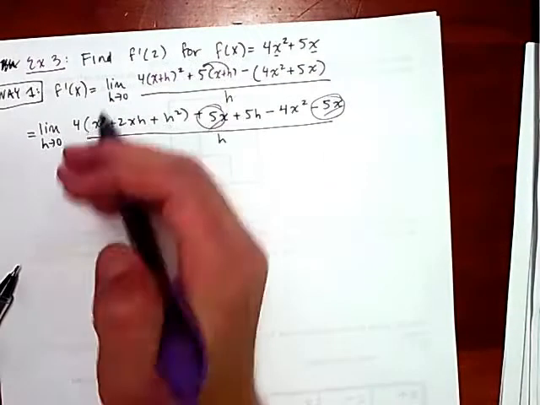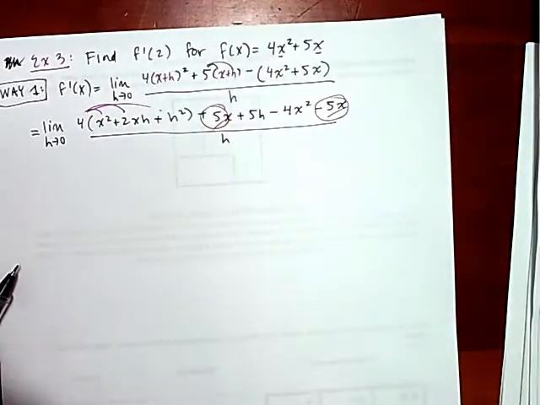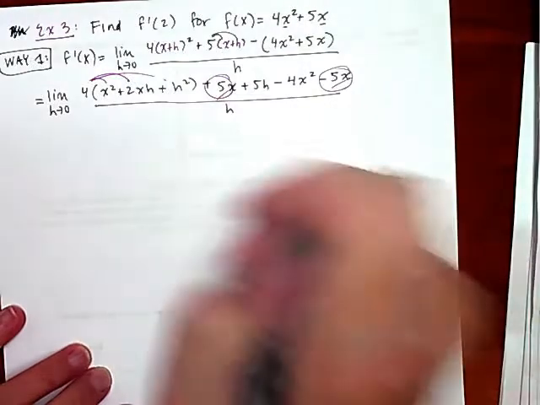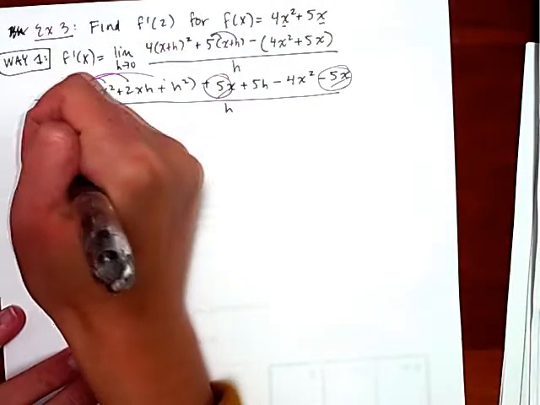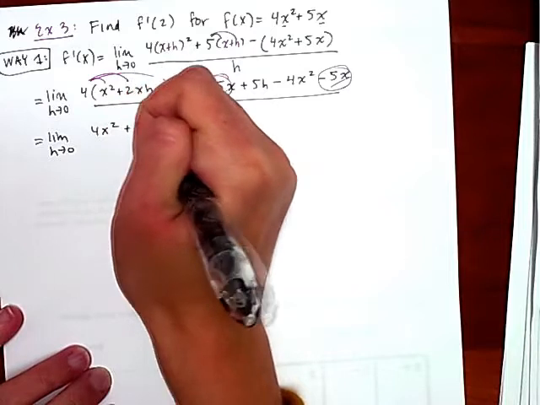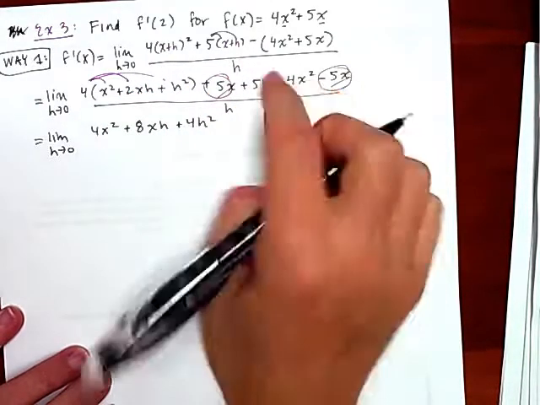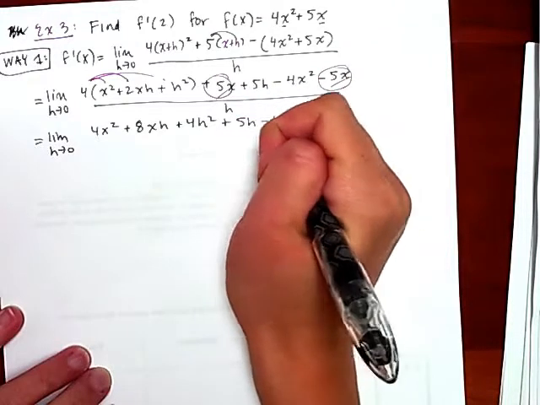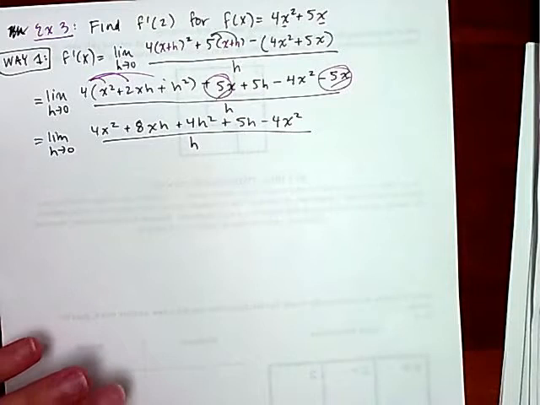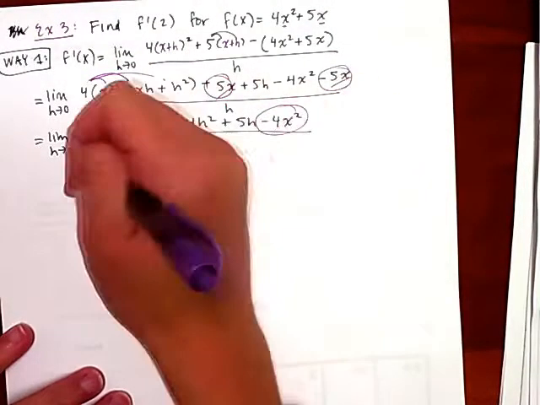I can already see that these two terms will cancel. I can start to see that once I distribute this 4, I'm going to cancel out my 4x squareds, but let me just do that distribution first before I jump ahead. So then I would have the limit as h goes to 0 of 4x squared plus 8xh plus 4h squared. And then I eliminated those two terms, so I just have plus 5h minus 4x squared all over h. Okay, we're getting closer to an answer. Now I can eliminate there.